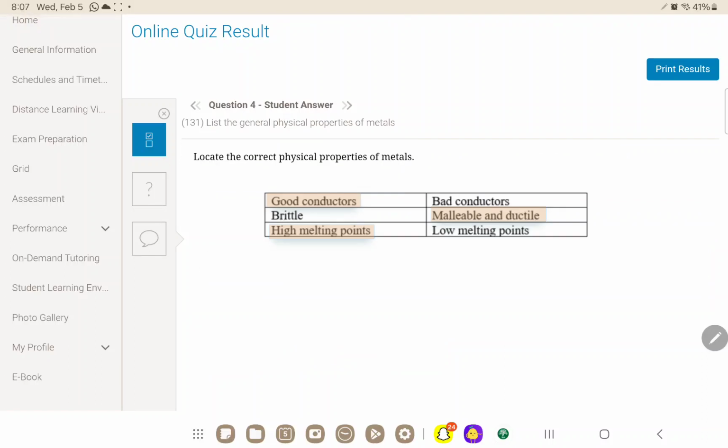Okay, so metals are obviously good conductors, definitely not brittle. They have high melting points. They're definitely not bad conductors. They're malleable and ductile, and they definitely don't have a low melting point.